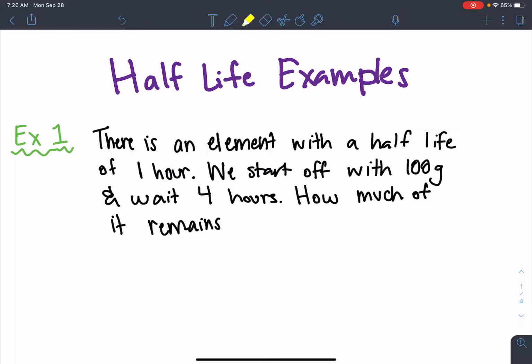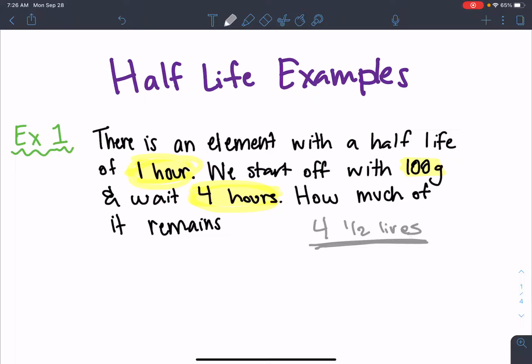So our first thing is that we need to know the half-life is 1 hour. So it takes 1 hour for half of the elements to decay. We're going to start off with 100 grams. That's what our starting is going to be. And then we're going to wait 4 hours. And then we need to figure out how much of it remains. So our 4 hours tells us how many half-lives we're going to have to do. Because if we have 1 hour and we wait for 4 hours, then we know there's going to be 4 half-lives total. So I would write that out, 4 half-lives. So I know that we're going to have to do something 4 times to figure out our half-lives.